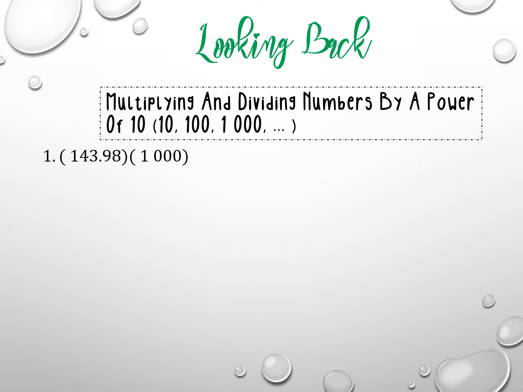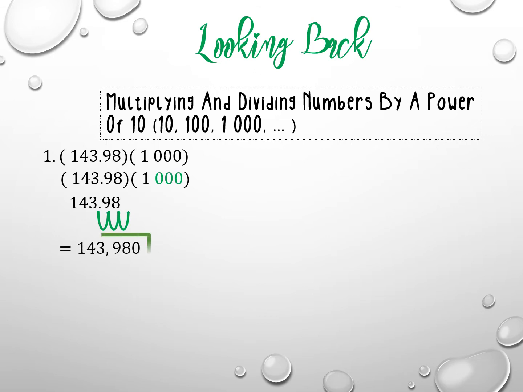143.98. So, what we are going to do is look for the number of zeros. So here, since we are going to multiply it by 1000, the number of zeros are 3. Okay, so since we have 3 zeros, we are going to move the decimal point to the right by 3 times. Okay, so let us move now. 1, 2, 3. So, instead of 143.98, the number now will become 143,980.